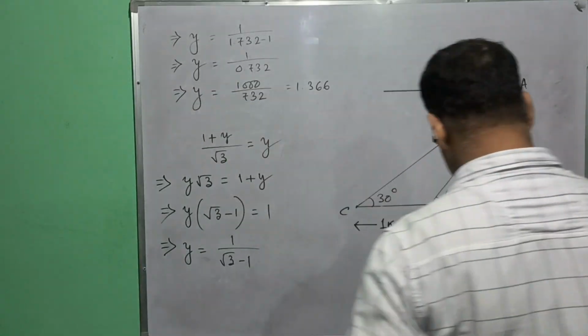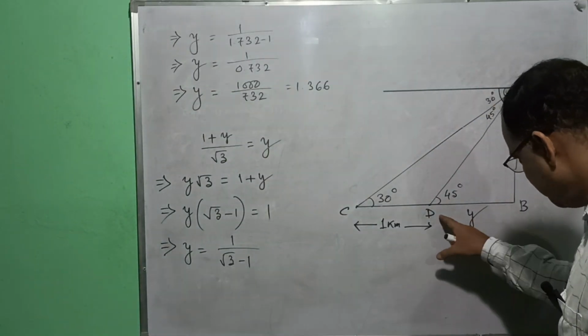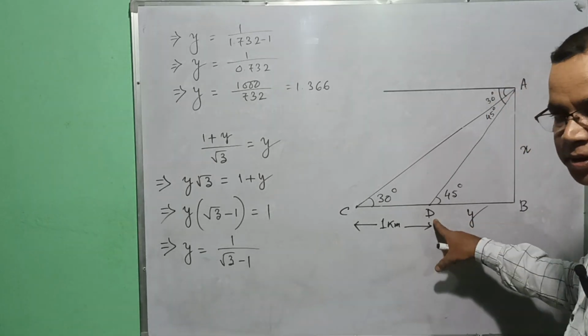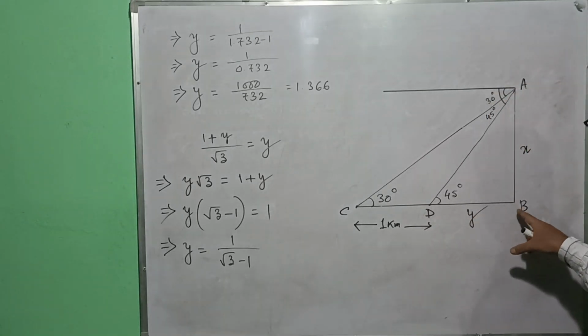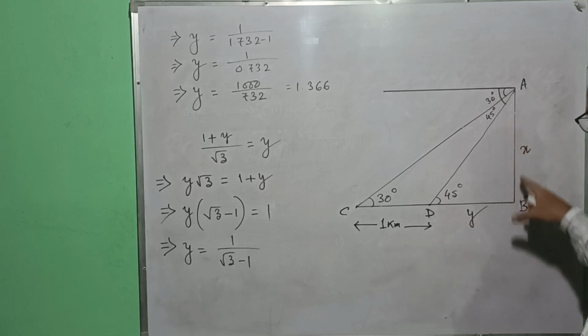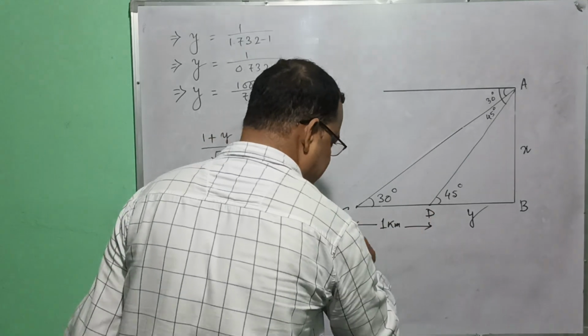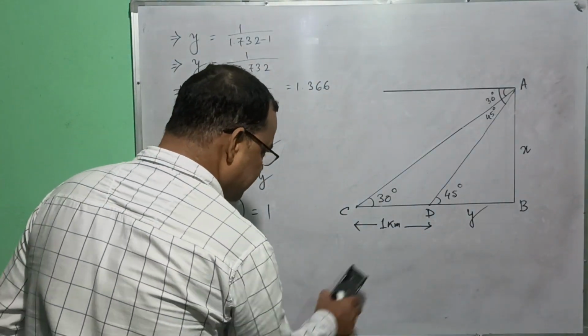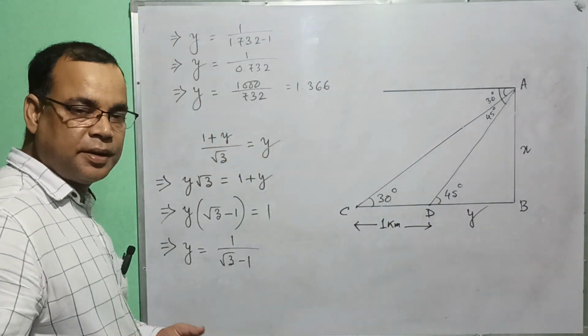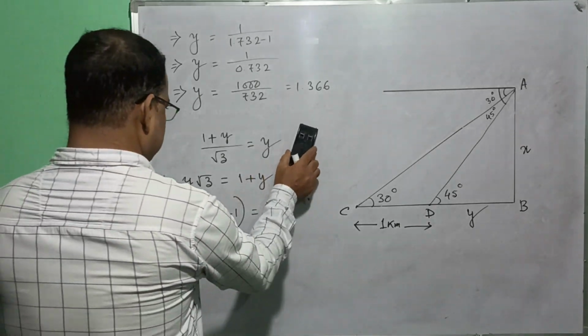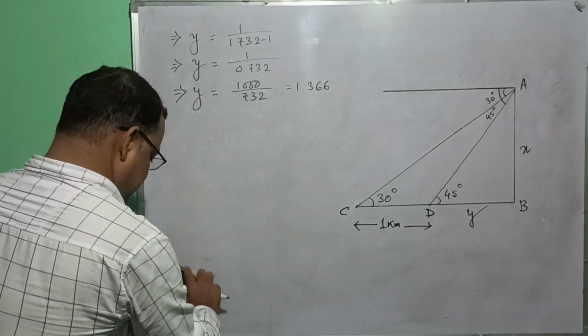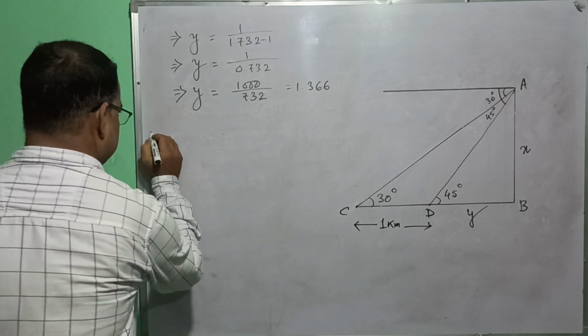This is the length of BD, the distance of the first stone from the hill. Now easily we can find the distance of the second stone, as it is 1 kilometer further. So we just add 1 kilometer. Now we'll write the answer.